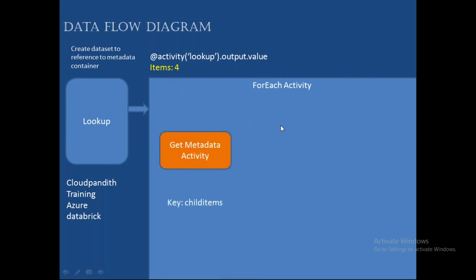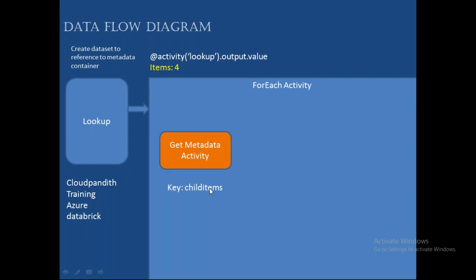One by one, I will pass each item to the get metadata activity. In the get metadata activity, the key is child items. Child items means, let's say I will pass Cloud Pandit as the container name. I will pass it to the get metadata activity's data set. This data set will go to the Cloud Pandit container and check how many items we have in it. So it will just get all the file names.